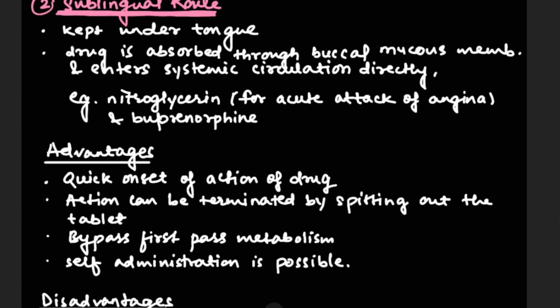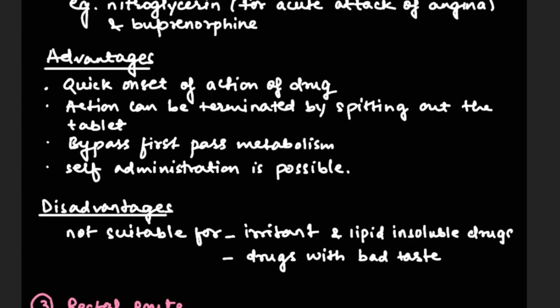Then there are some advantages and disadvantages of the sublingual route. First is quick onset of action of the drug. When we keep a tablet under the tongue, it will act quickly. Then the action can be terminated by spitting out the tablet. It bypasses the first pass metabolism and it is self-administered if possible.